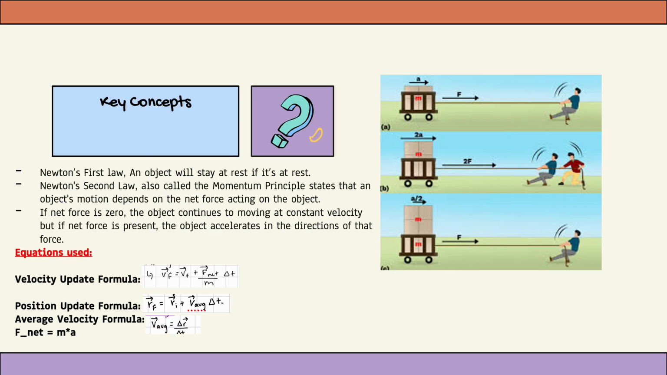Some key concepts that we need to know for this lab are Newton's first law, which is that an object will stay at rest if it's at rest. Newton's second law, also known as the momentum principle, states that an object's motion depends on the net force acting on the object. If the net force is zero, the object continues to move at a constant velocity, but if a net force is present, the object accelerates in the direction of the force. Some equations that we used in this lab were the velocity update formula, the position update formula, the average velocity formula, and the FNEF.